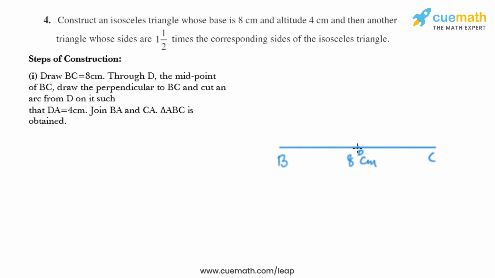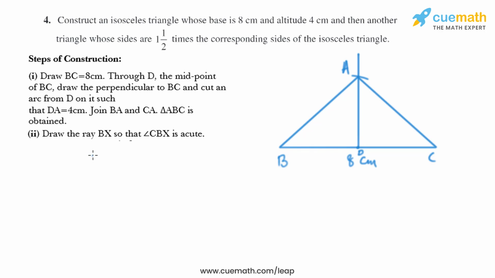Now we'll take the midpoint of BC as D and we'll draw a perpendicular on it like that. Then we'll draw an arc DA equal 4 cm. So we'll draw an arc like that and we'll mark the point of intersection as A. Then we need to join AB and AC. So we have got triangle ABC.